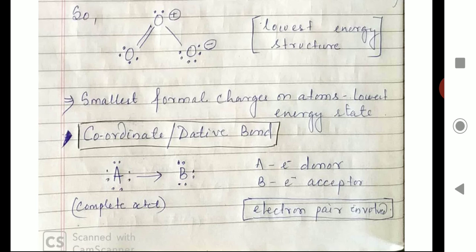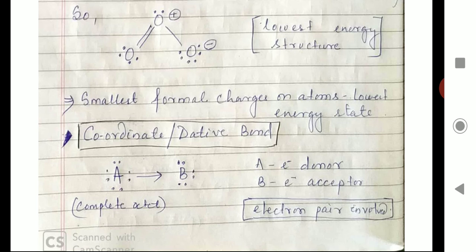The smallest formal charges on atoms give the lowest energy state. I mean, if oxygen 1 had a plus 2 charge and oxygen 2 and 3 had minus charges, then we could also draw a Lewis dot structure. But as mentioned above, the earlier structure has the smallest formal charges of plus 1 and minus 1, not plus 2. So that will be the lowest energy state, and the lowest energy Lewis structure.